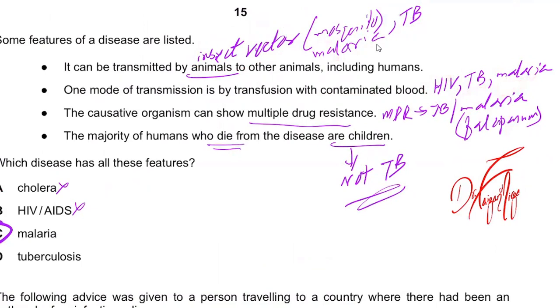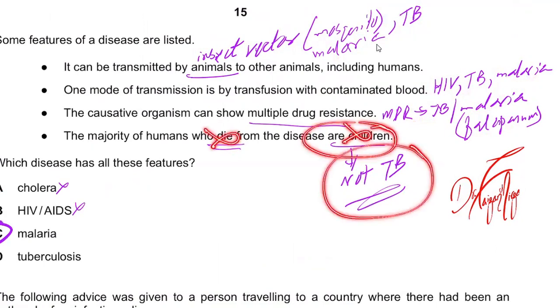The causative organism can show multiple drug resistance. We know MDR TB, and malaria has multi-drug resistance. The falciparum plasmodium of malaria is drug resistant, and multiple drug resistance is shown by them. The majority of humans who die from the disease are children. This fact is not for TB.